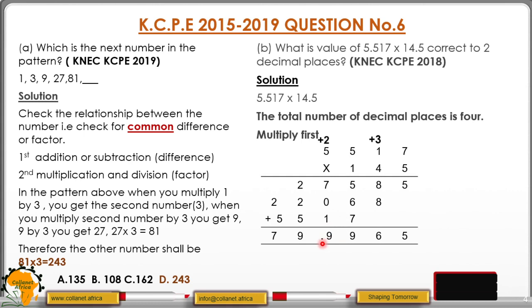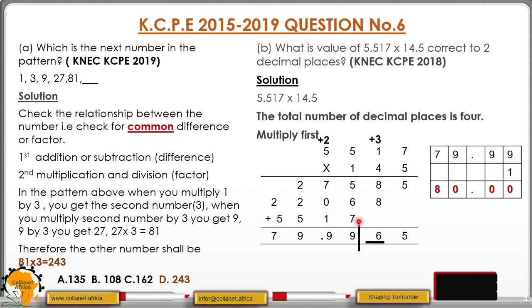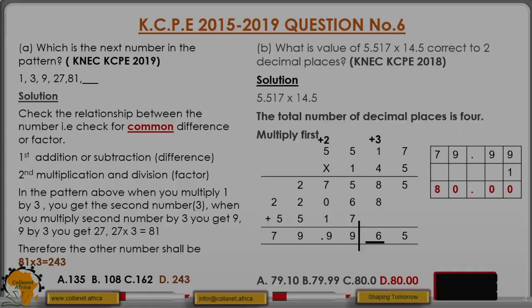Now read the question. It was asking about correct to 2 decimal places. So you count 1, 2. This is the 2 decimal places, and then you check the number that is here. If this number is greater than 5 or equal to 5, then you add 1 here. And since it is greater than 5, because it is 6, you add 1 here to the second decimal place. When you add, you'll get that value. 0, 0, you carry 1, 10, then you get 8. So our correct answer is choice D.